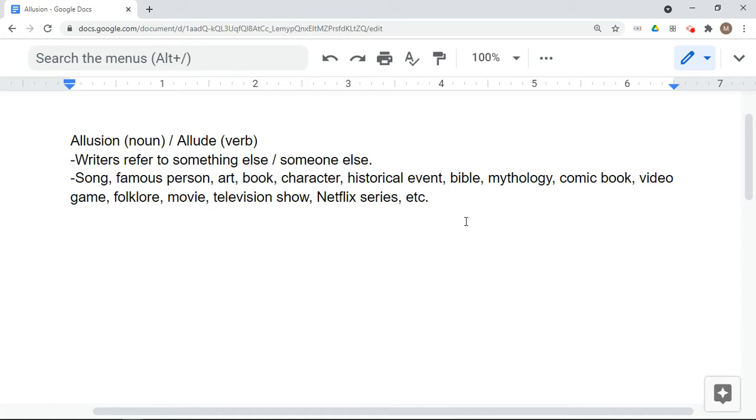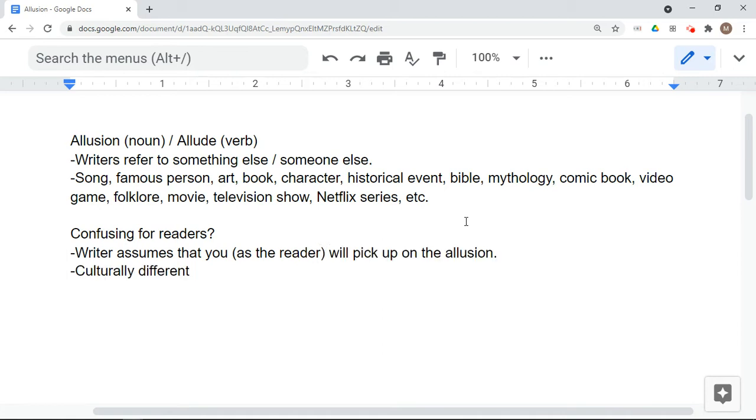You may be asking yourself, why is it so confusing to find this literary device? Why is it so confusing for readers? One of the reasons is that the writer assumes that you know what they're talking about. There is a level of assumption or background knowledge that the writer assumes you have. Again, the writer assumes that you, as the reader, will pick up on the allusion. It can be confusing for people who have a culturally different background. You have to have a certain amount of background knowledge to pick up on the allusion.